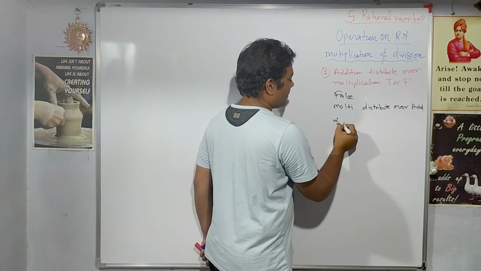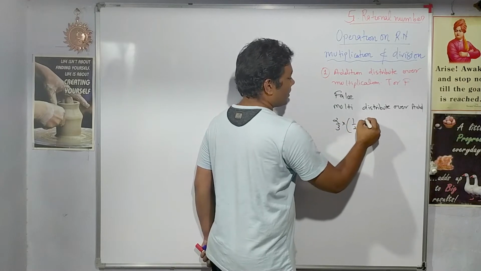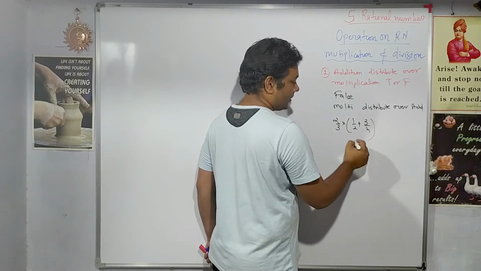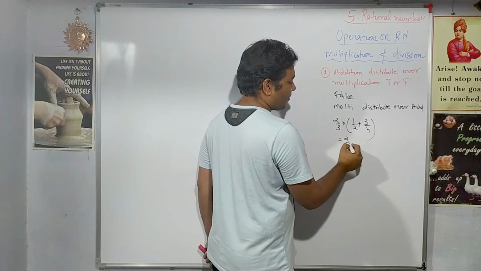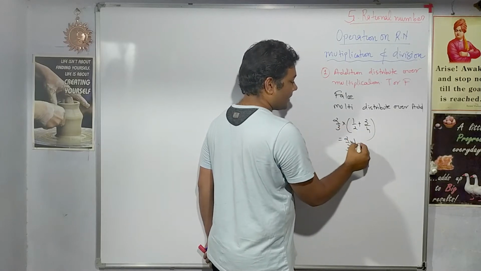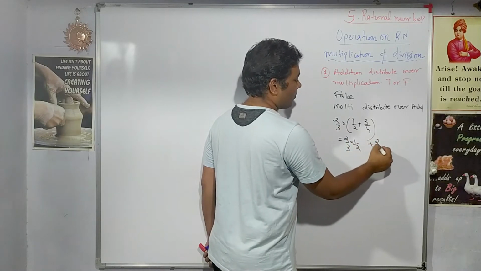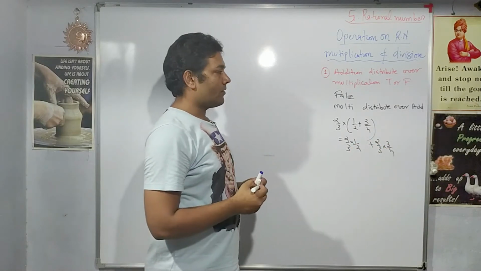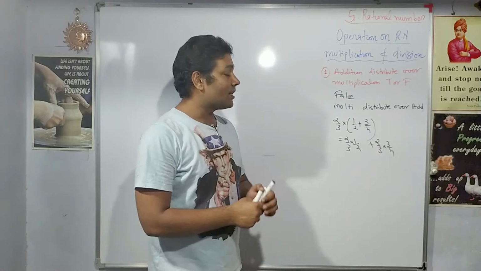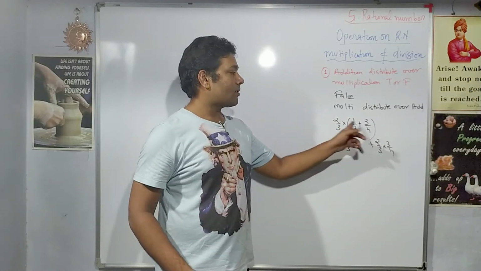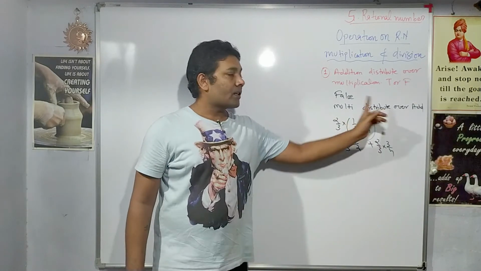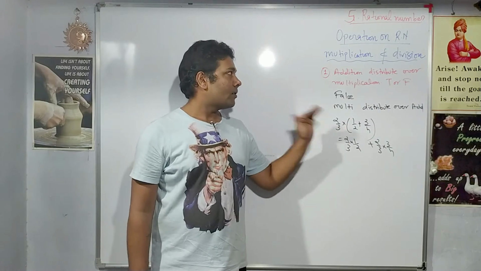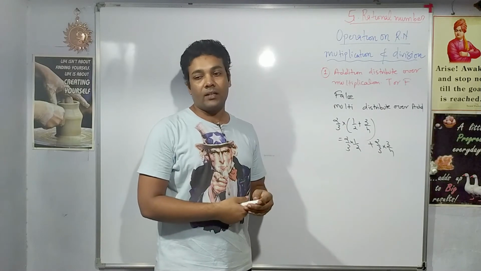2 by 3 multiplied by 1 upon 2 plus 3 by 4, right? So I have already explained in the property that multiplication gets distributed over the addition. Reverse is not true, nothing such type exists. So multiplication distributes over the addition. Reverse nothing such exists.